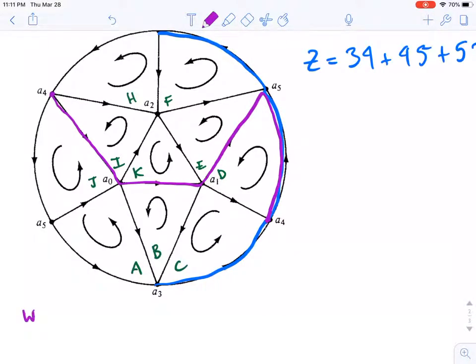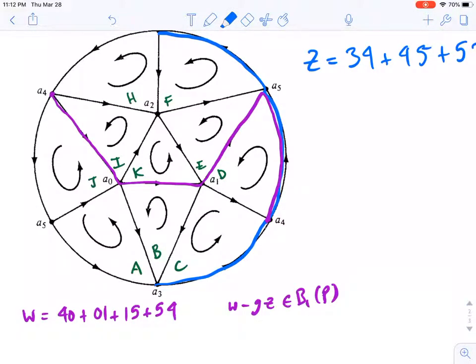All right, so our W now in this case is 4,0 plus 0,1 plus 1,5 plus 5,4. And we'd like to show that W minus some multiple of Z is, again, a boundary of P. And so here's the trick to figuring it out. We want to get a complete cycle that's going to include the purple and the blue, but we might need some more things.